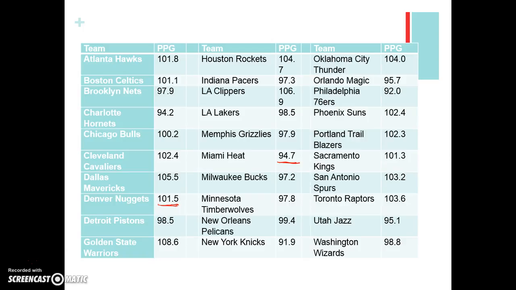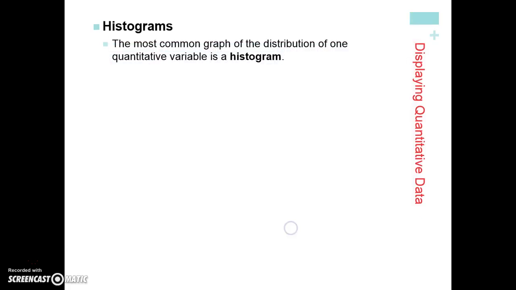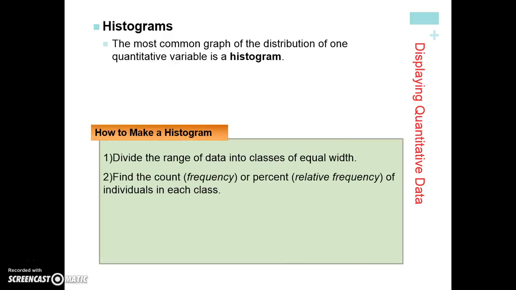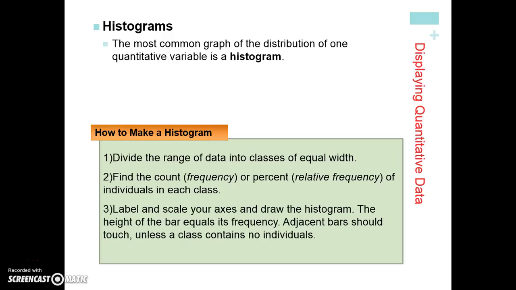So what we're going to do is create this idea of a histogram. A histogram is probably the most common graph that we're going to see for our quantitative variables. Remember, those are numerical variables. What we do is we take our data, divide it into classes, find out how many are within each class, and we'll either report that as a frequency or a percent, which is sometimes also called a relative frequency. And then we need to make sure we label and scale all of our axes.